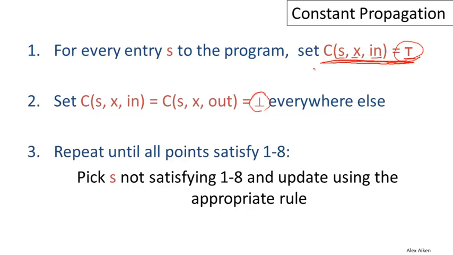And now what we're going to do is a kind of constraint satisfaction algorithm. We're going to pick some statement that doesn't satisfy one of the rules, 1 through 8, and then we're going to update it using the appropriate rule. So we'll look for places in the control flow graph where the information is inconsistent according to the rules, and then we'll update the information to make it consistent with the rules.